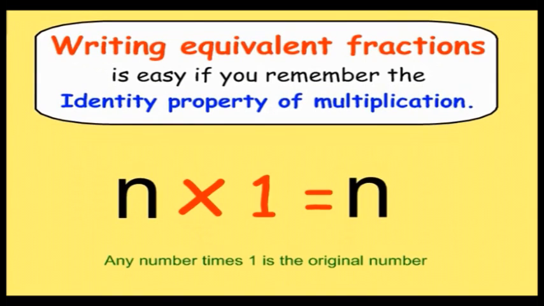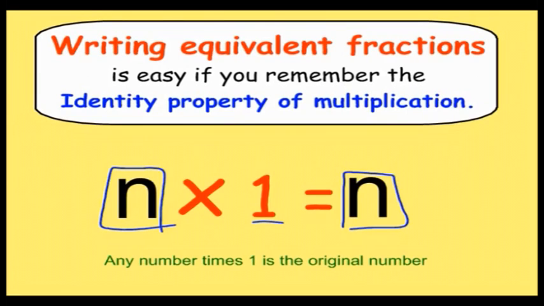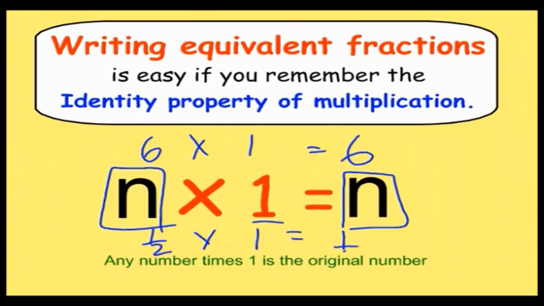Now, when you're writing equivalent fractions, it's pretty easy if you can remember the identity property of multiplication, which states that any number times 1 will give you that same number. Its identity doesn't change. For example, if you multiply 6 times 1, you're still going to get 6. The 6 doesn't change. If you multiply 1/2 times 1, you're going to get 1/2. If you multiply anything by 1, its identity won't change. You'll end up with the original number.